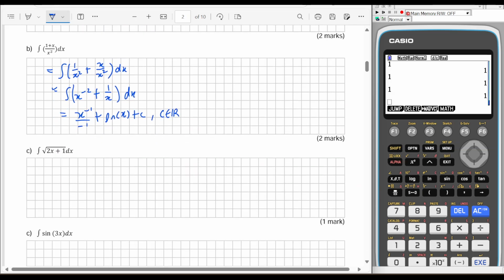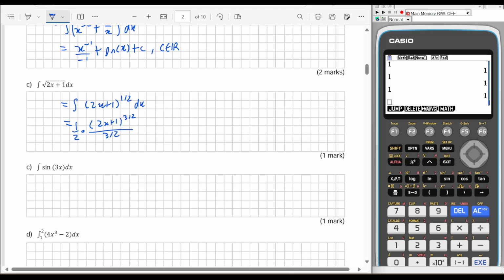Next one we got here, root of 2x plus 1 is the integral of 2x plus 1 to the power of a half. And then we can use the rule for integrating square roots like this. So you bump up the power like that. 2x plus 1 to the power of 3 halves over 3 halves. But you need to times by 1 over the number with x, so that's 2.